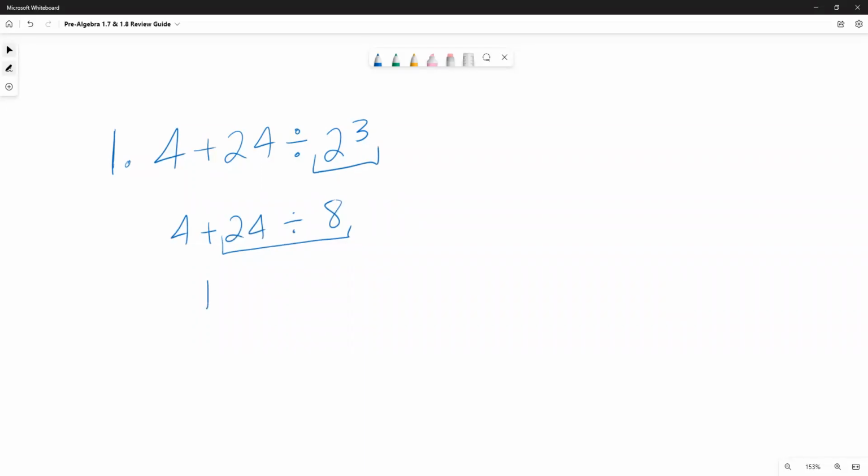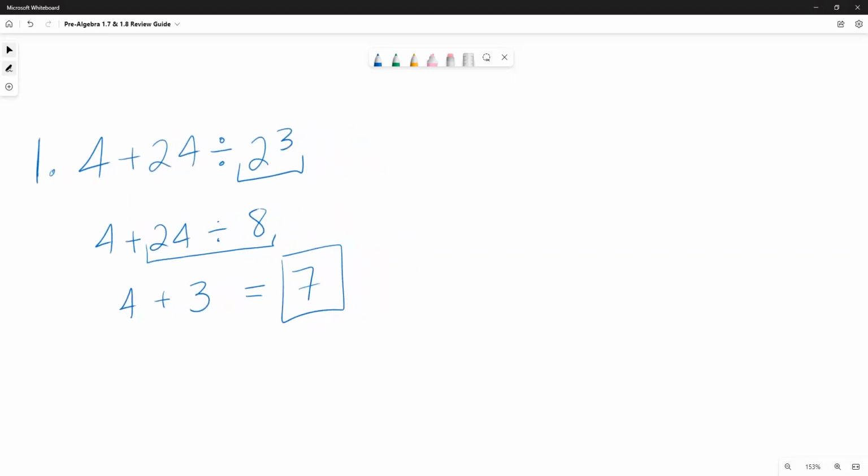24 divided by 8. But yes, you got the operation right. So 8 goes into 24 how many times? So 8 goes into 24 3 times. I know we're waking those brains up. And last step, 4 plus 3, 7. Excellent.